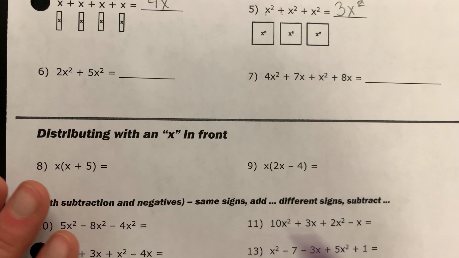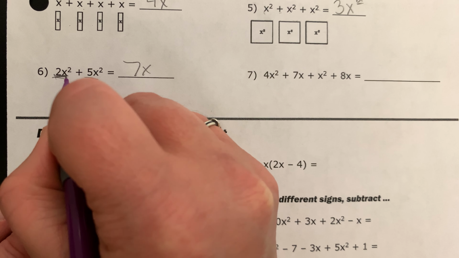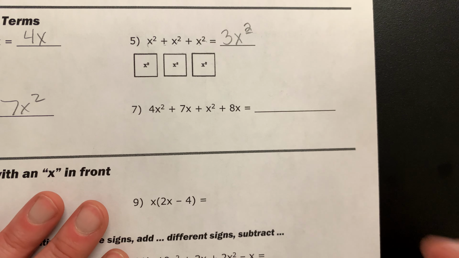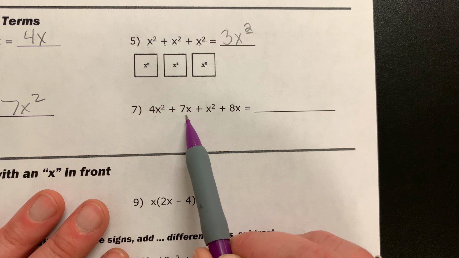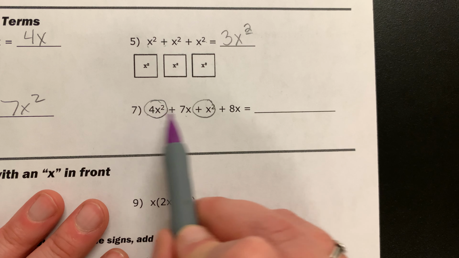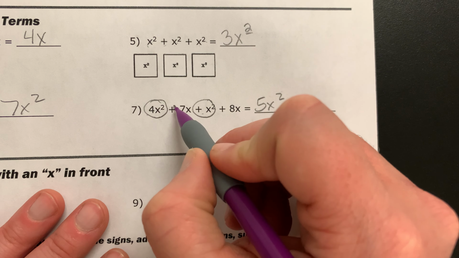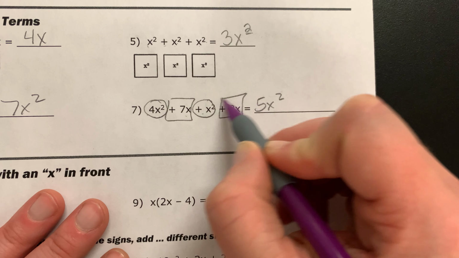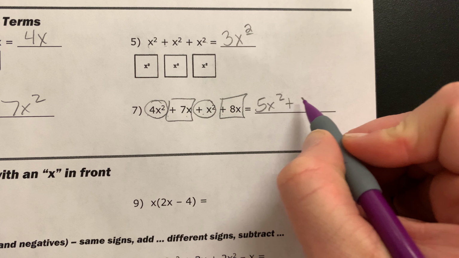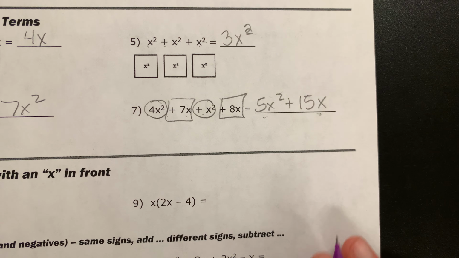So on number 6, I have 2x squared plus 5x squared, which is 7x squared. Here I see I have squareds and regular x's, so I can only combine my x squareds with other x squareds. So 4 plus 1 is 5x squared. And then I can only combine x's with x's. And if you notice, I'm putting them in different shapes. So 7 plus 8 is a positive 15x. I cannot combine those two.